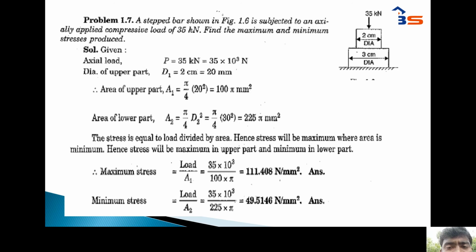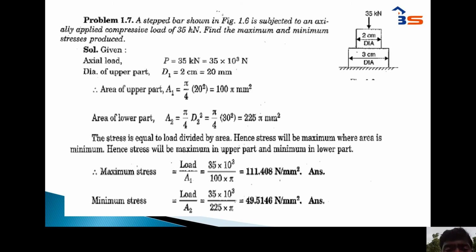Hence, stress will be maximum in the upper part and minimum in the lower part. Maximum stress equals load by cross-sectional area. The load is 35 × 10³ divided by 100π, so the maximum stress equals 111.408 Newton per mm². This is the maximum stress.